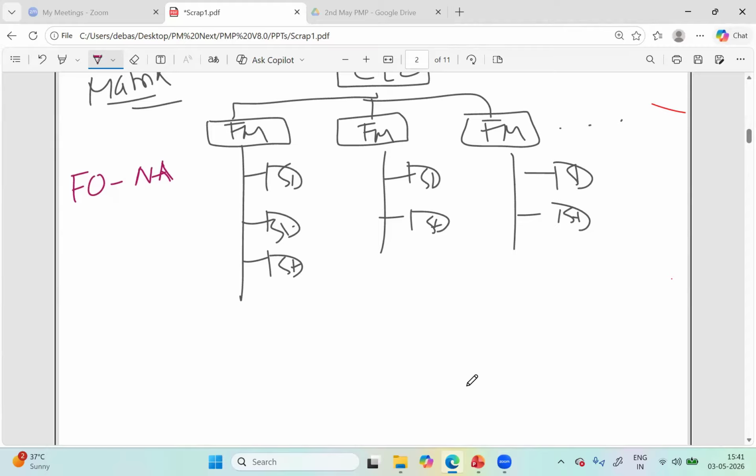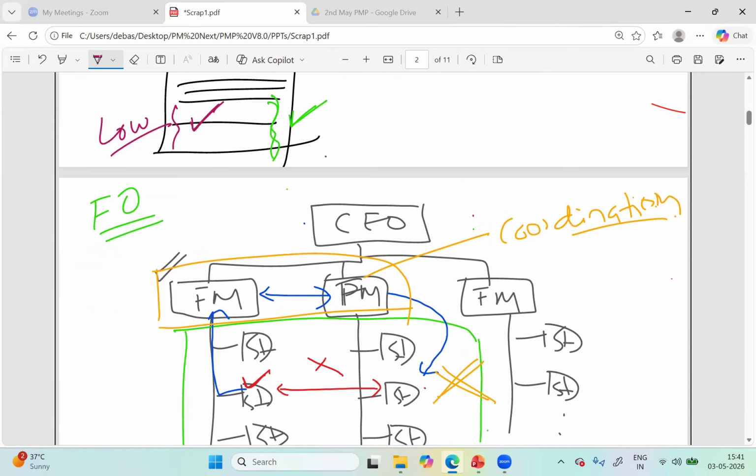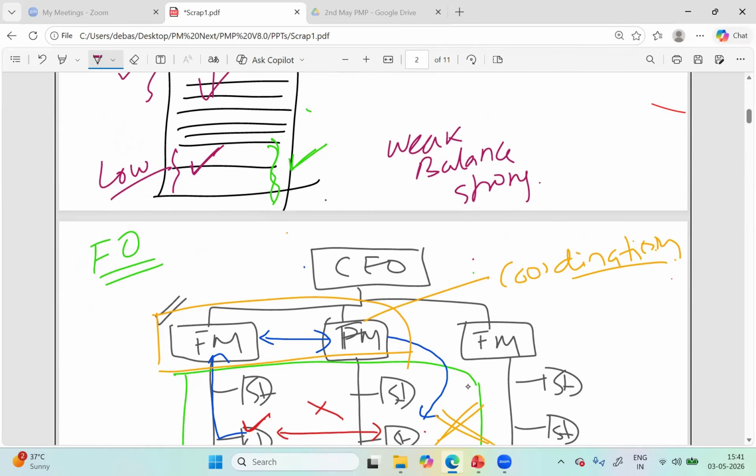And I will also go beyond. If you want to know, within matrix we further divide it as weak matrix, balanced matrix, and strong matrix. This is a further classification. A weak matrix is closer to the functional organization, and a strong matrix is closer to projectized or project oriented. While balanced is classically midway, somewhere in between.